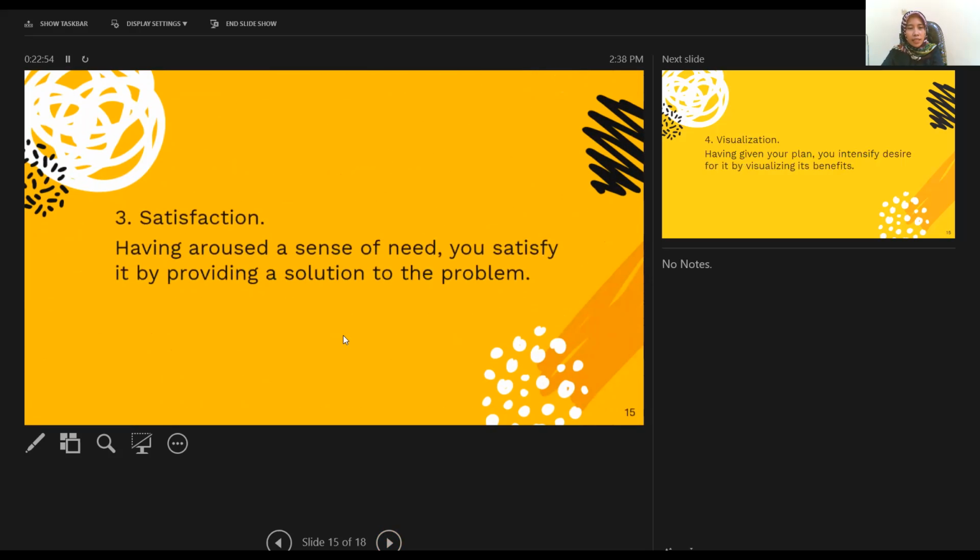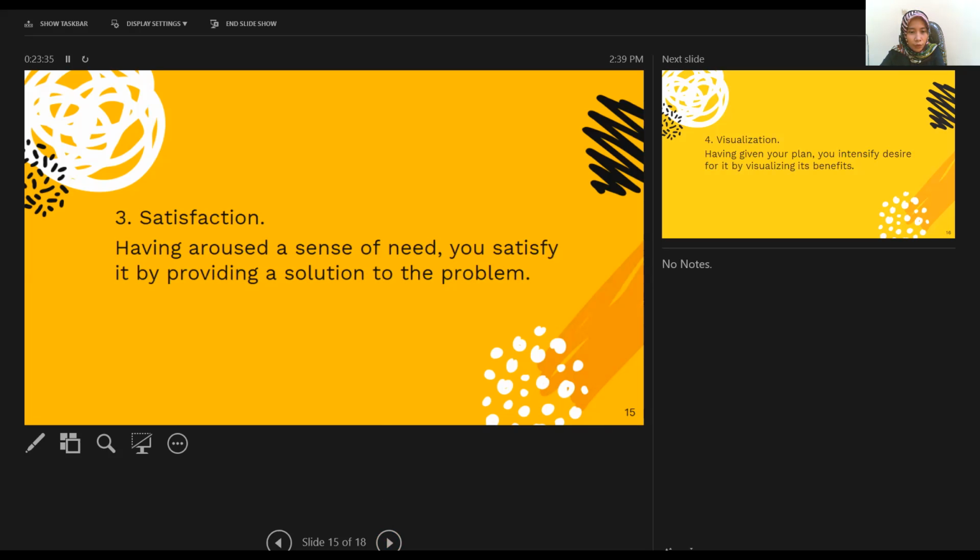Kemudian satisfaction. Having aroused a sense of need, you satisfy it by providing a solution to the problem. Jadi kayak yang tadi ya, for example, you talk about the disadvantages of smoking, and you provide a solution towards the problem. Mungkin dengan menambahkan tempat khusus untuk smoking area. Mungkin dengan memberikan denda towards someone who smoke in a public place. Nah, you offer a solution to a problem. Jadi jelas di situ ya.